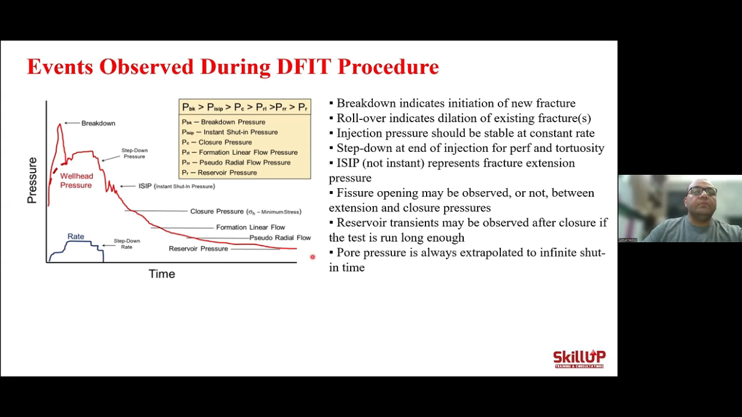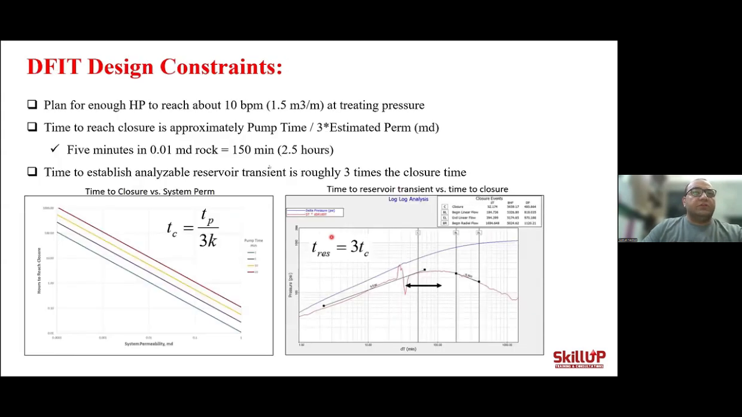So these are some constraints of a DFIT. You have to reach 10 barrels per minute. This is to guarantee that you already exceeded the breakdown pressure and to make a stable frac. And this equation will illustrate the relationship for the closure time. As you can see here, time to reach closure is approximately pumping time over 3 times the estimated permeability, okay?